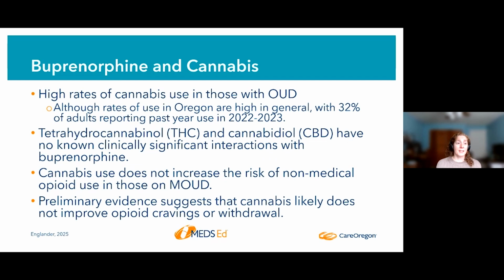So, buprenorphine and cannabis. Similar to other substances, there are high rates of cannabis use in those with opioid use disorder. And just in general, I want to pause and say that in Oregon, even for people without opioid use disorder, in the general population, there are really high rates of cannabis use. 32% of adults reported past year cannabis use in 2022 to 2023. So anyone you're seeing out there in clinic, about 1 in 3 people in the state have used cannabis in the last year.